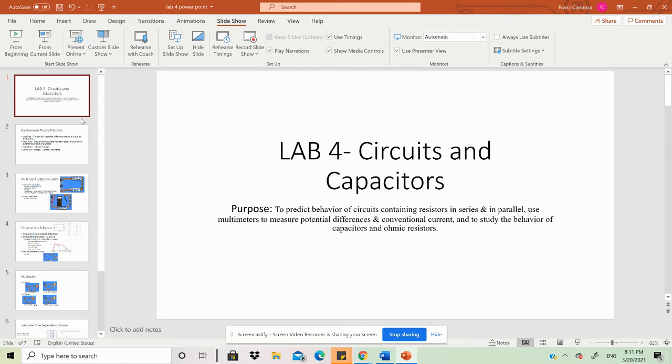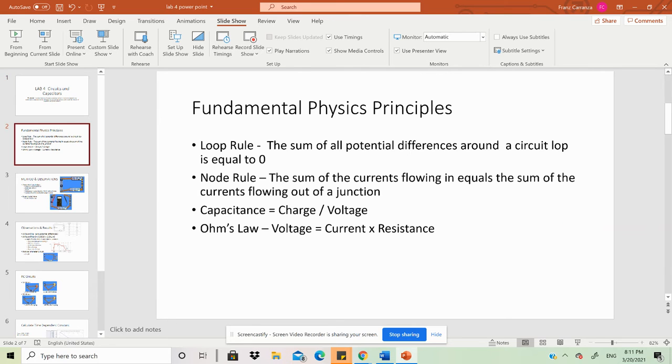The purpose of Lab 4 is to predict behavior of circuits containing resistors in series and parallel, use multimeters to measure potential differences and conventional current, and to study the behavior of capacitors and ohmic resistors. I'd like to note that the time dependence for RC circuits was experimentally determined to be 6.09 seconds.